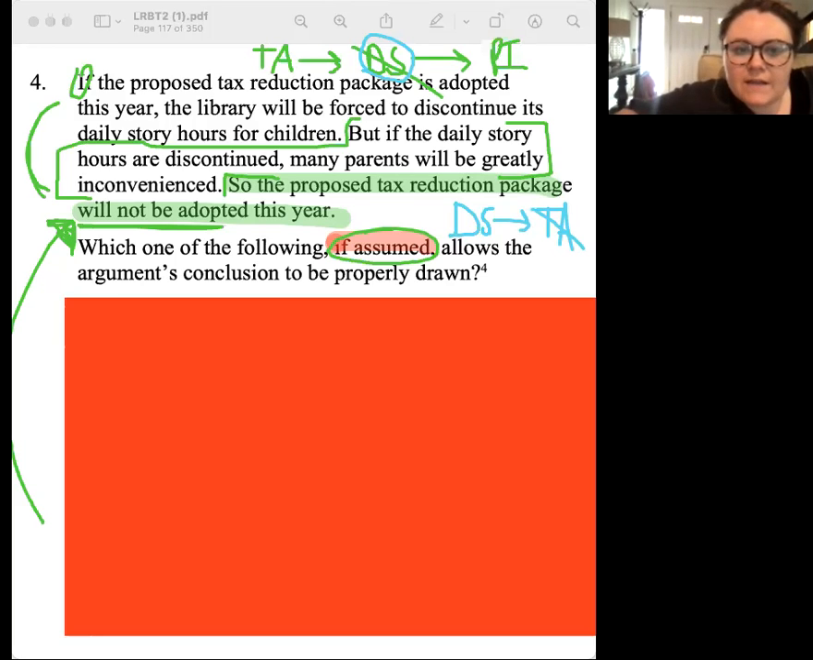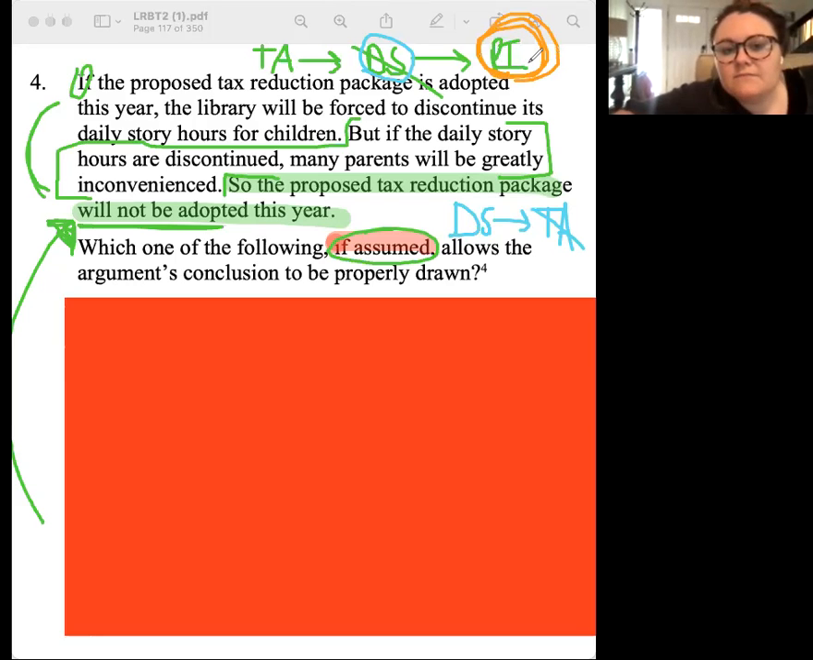What could you say about... They propose another tax package. Nope. What could you say about the parents being inconvenienced? What would make it so that we don't have the tax reduction?